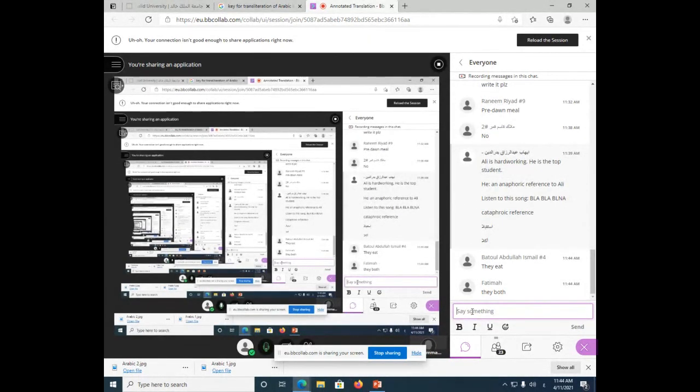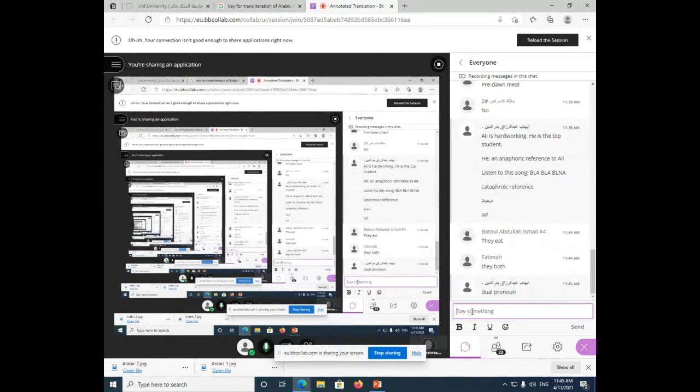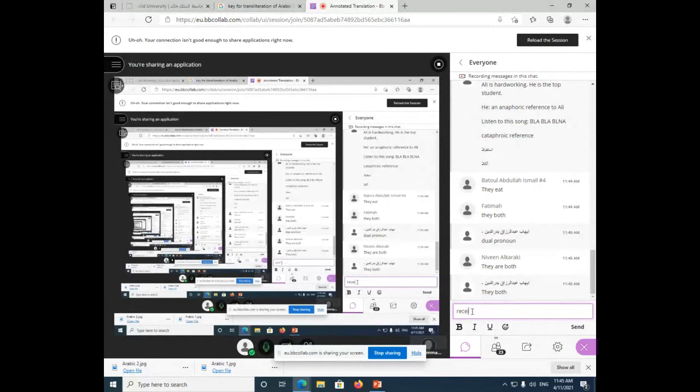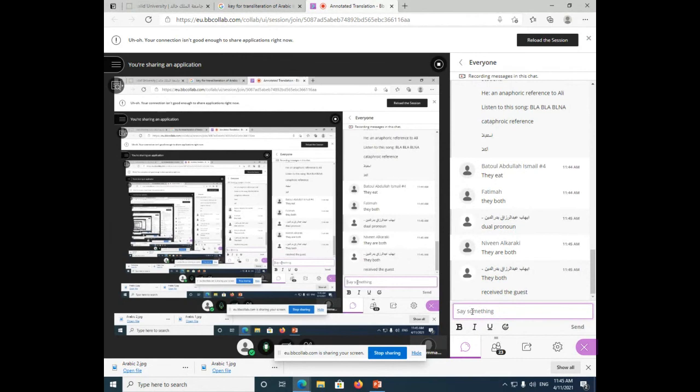Okay, Fatma is the correct translation because we want to indicate that we have only two, because this alif is alif التثنية, right? And because we don't have in English a dual pronoun معنا ضمير المثنى في اللغة الإنجليزية as we have in Arabic, so we have two ways out. في عنا طريقتين. Either we say they both, okay, they both مثلا received a guest مثلا, or they both ate the fish, or if we know the noun itself we can use it.